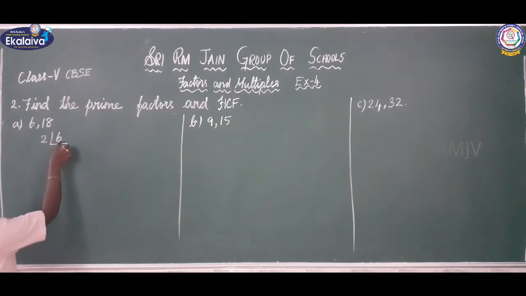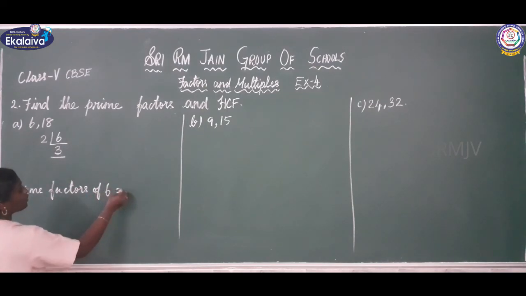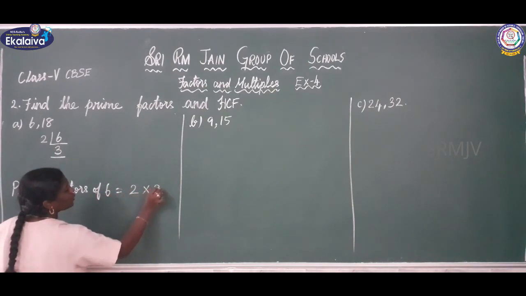In the 2 table, 6 divided by 2, that is 3. Here we got the quotient as a prime number. 3 is a prime number, so we have to stop here. So prime factors of 6 is equal to 2 into 3.